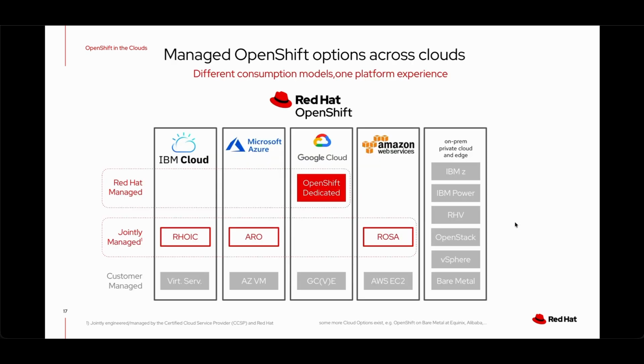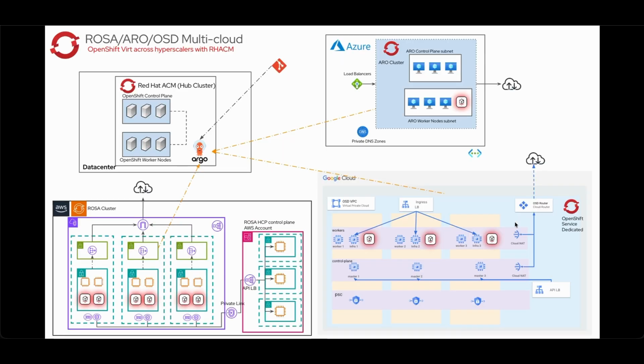Options that we've got: IBM Cloud, Microsoft Azure, Google Cloud, Amazon Web Services, and then there's a whole plethora of environments that you can land on should you want it on-prem. We have Red Hat OpenShift in IBM Cloud, Azure Red Hat OpenShift, and Red Hat OpenShift on AWS. They are native, managed OpenShift services on those hyperscalers. And then we've got OpenShift Dedicated, which is once again a managed OpenShift offering that is run by Red Hat on the Google Cloud platform.